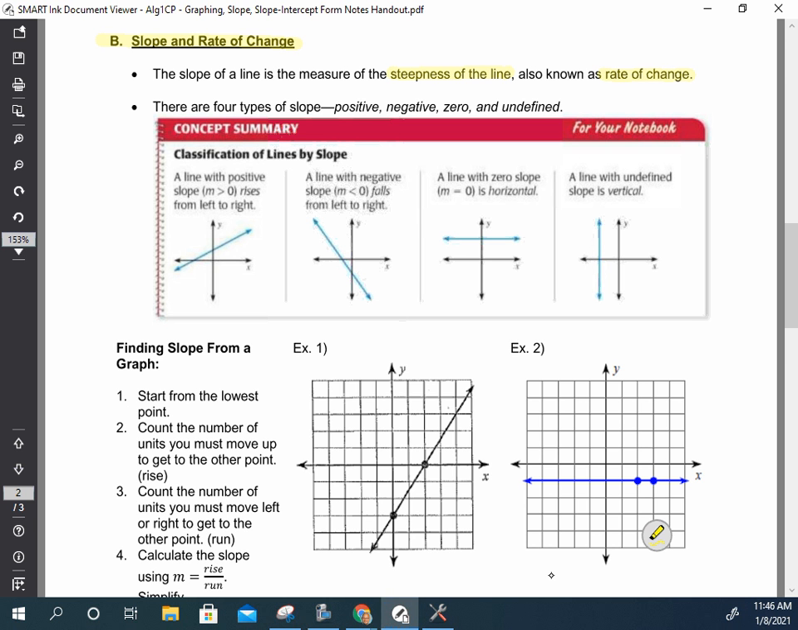So we did slope before in the first semester. Everyone in this class was here in the first semester. So we did this before. There are 4 types of slope: positive, negative, zero, and undefined. Positive, negative, zero, and undefined.